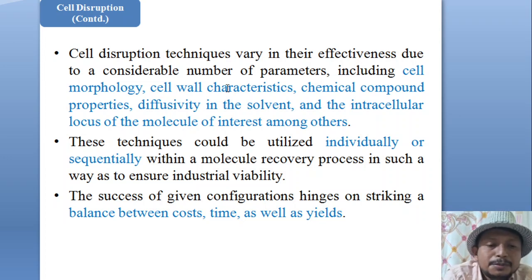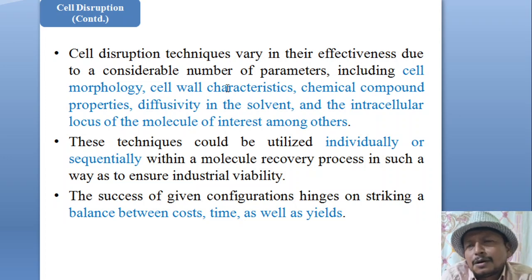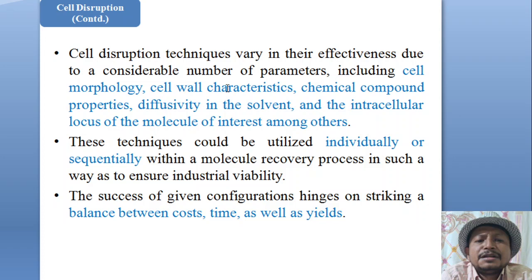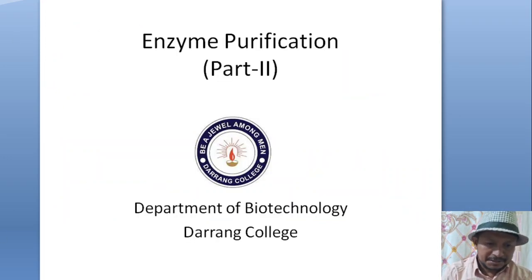Also, I have told you that for the selection of a particular cell disruption method, we can use published literature, or manually we can adopt 2 to 3 or 4 to 5 cell disruption methods. Then we can compare the yields found in every cell disruption method. Again, these are the parameters that we have to take care of: cell morphology, cell wall characteristics, chemical compound properties, diffusivity in the solvents, and also the intracellular locus of the molecule of our interest. So this is very briefly about the cell disruption methods used in the enzyme purification process.